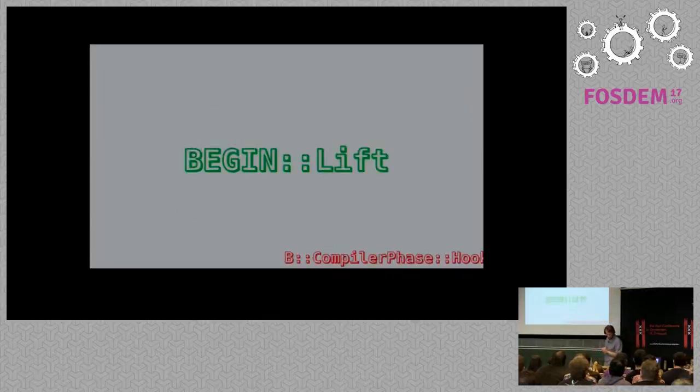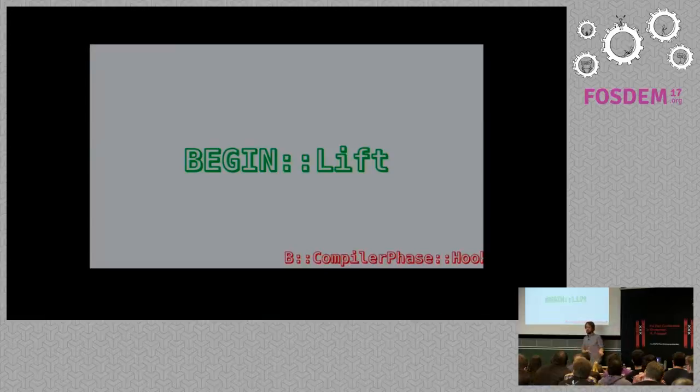Begin lift. Okay, how many of you have fooled around with Haskell at all? Okay. So Haskell has this idea of being able to lift subroutines and being able to run them at earlier points and stuff like that. This is basically a ripped-off, half-baked Perl version of that.